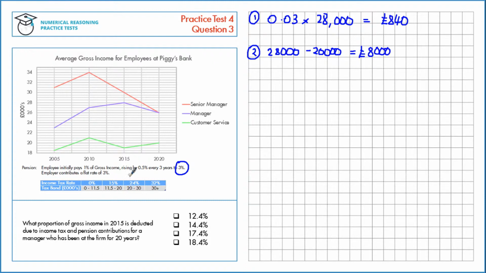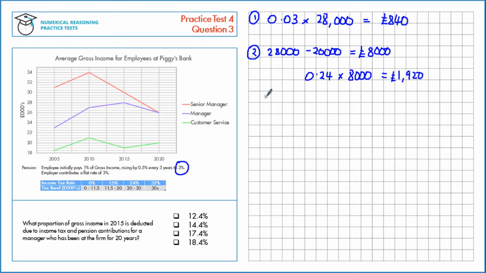This amount of money is the amount of money over 20,000, so it's taxed at 24%. 24% is a multiplier of 0.24. So 0.24 times 8,000 equals £1,920 in tax.